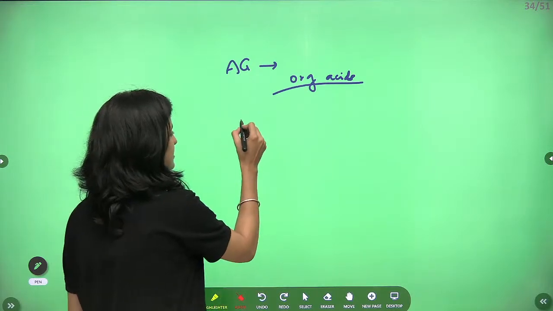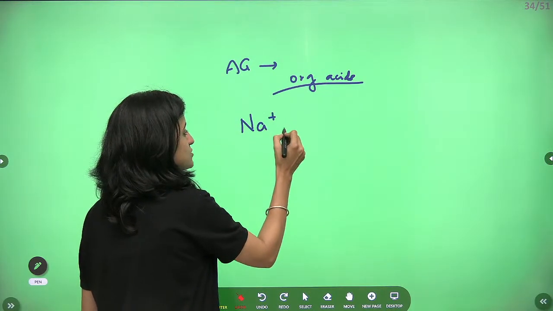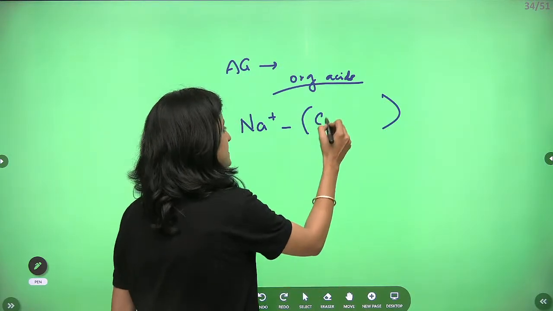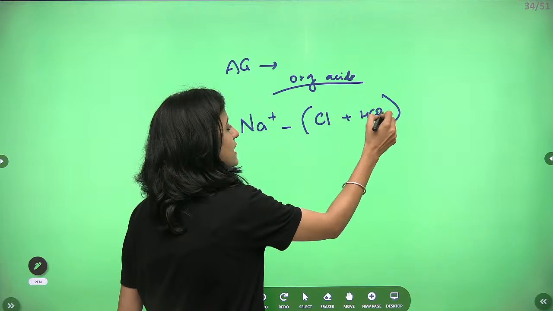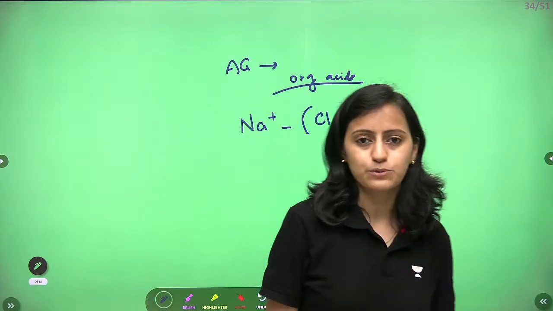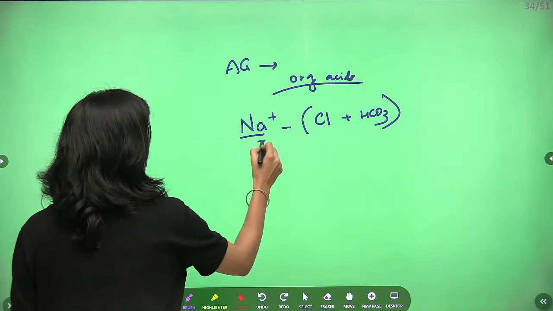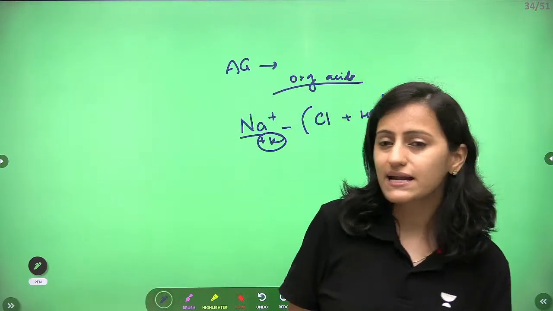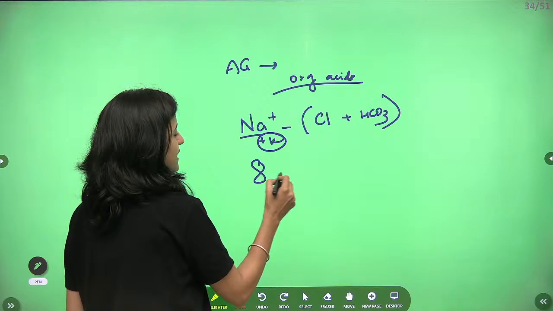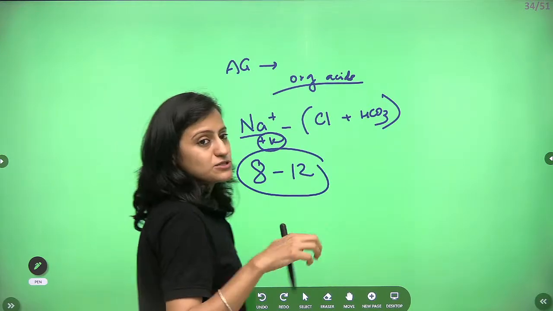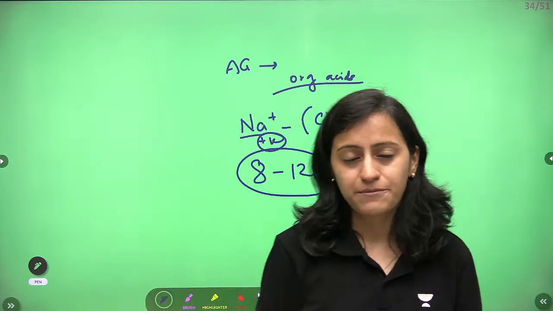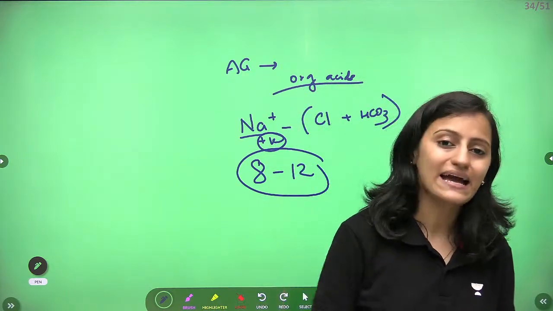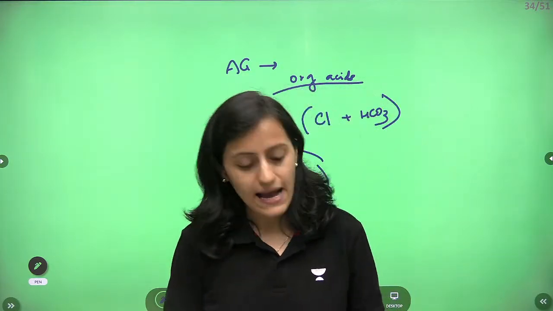So how do we calculate it? It is your cation, that is sodium, minus the anions. Which are the major anions that are measured? It's your chloride and bicarbonate. Sometimes you would see that along with sodium, we add potassium also in the formula. What is the normal anion gap taken as? Normal anion gap is taken as 8 to 12. So more than that is your high anion gap. Whenever you have organic acids, that's going to be your high anion gap.